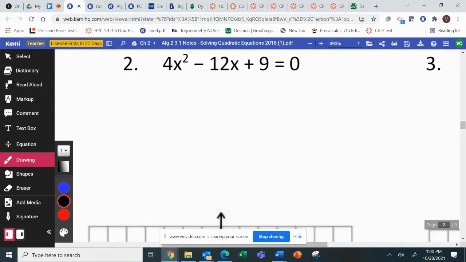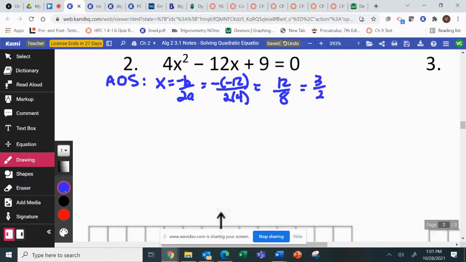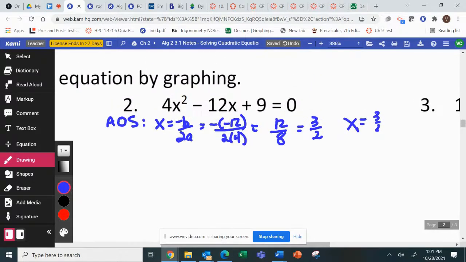So what should we do first? The AOS, thanks. So we're going to do x equals negative b over 2a. Notice how I'm still writing that formula every time, so you should be doing the same, so you know what it is. So we're going to do negative 12 over 2 times 4, which is 12 over 8, which is 3 over 2. X equals 3 over 2 is our AOS. I forgot to separate these, so we'll do y1 and y2. y1 is the left side, y2 is the right side.